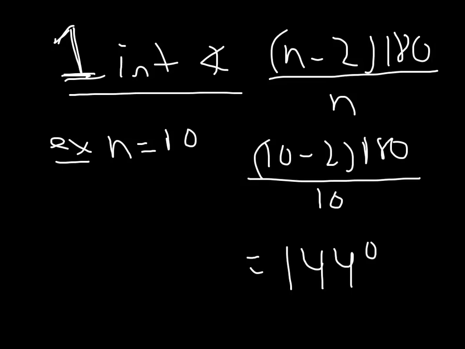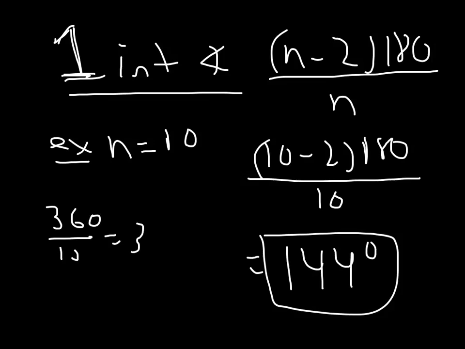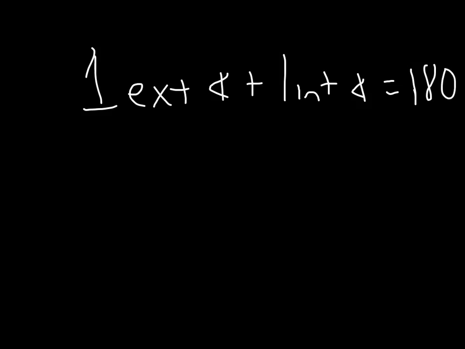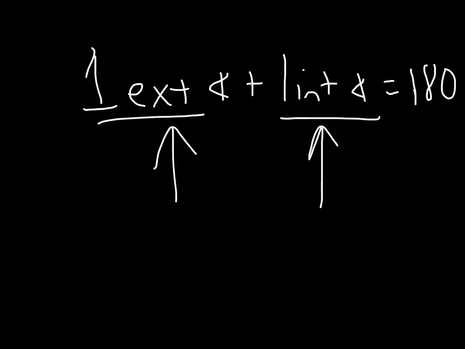And of course, from that, if you want to find the one exterior angle as we did before, you could do 360 divided by 10 to be 36. That's one exterior angle. And here we have the one interior angle. We can see the exterior angle and the interior angle are supplementary. So if you remember that one exterior angle plus one interior angle equals 180, if you know the exterior angle, you can find the interior angle, or if you know the interior angle, you can find the exterior angle.